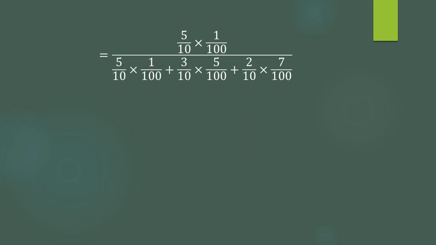Now the values: 5 by 10 into 1 by 100, upon 5 by 10 into 1 by 100 plus 3 by 10 into 5 by 100 plus 2 by 10 into 7 by 100. We have just replaced all the values. So what we get is 5 upon 1000, upon 5 plus 15 plus 14 by 1000. So ultimately we get 5 upon 34.